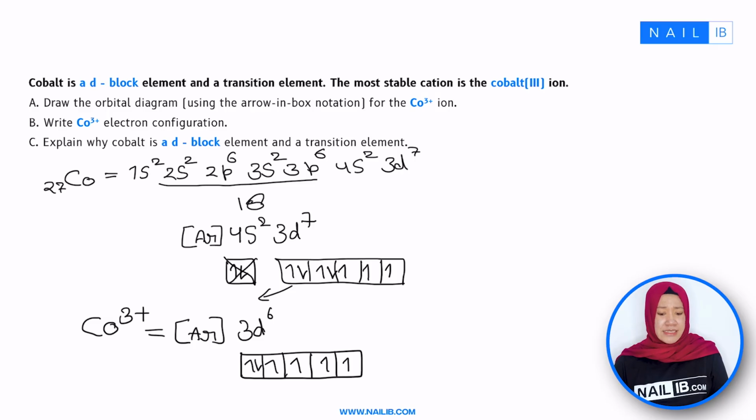Next, explain why cobalt is a d block element because it fills the d orbitals, and a transition element because it has unpaired d orbitals. That's why they are transition elements. When it has unpaired d orbitals, they have a vacant orbital, I say vacant because it's not paired. So this could be filled up by an electron pair donated by a ligand. So it will be able to absorb visible light, then form a colored compound, which is one of the properties of the transition elements.